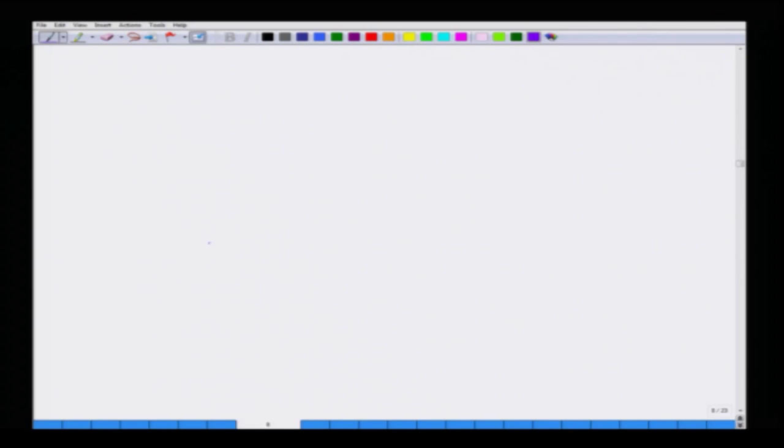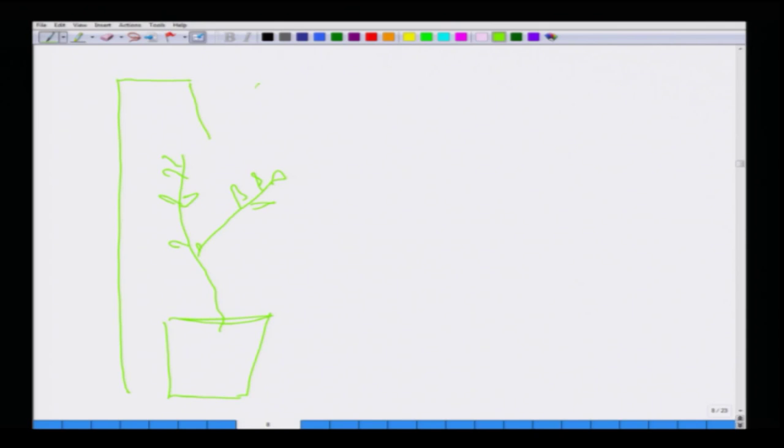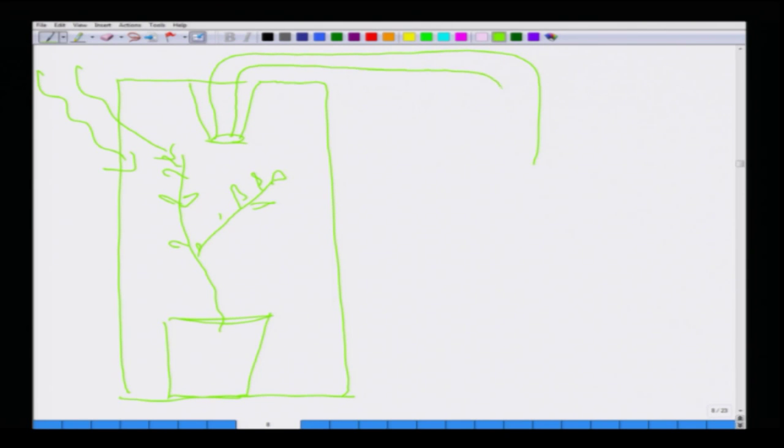Say, for example, you have a plant out here, some kind of indoor plant, and you grow this plant inside a chamber like this, where light is falling, and it is connected with whatever gas is being released. It is sealed. Okay. Inside, there is another chamber where you have an animal.